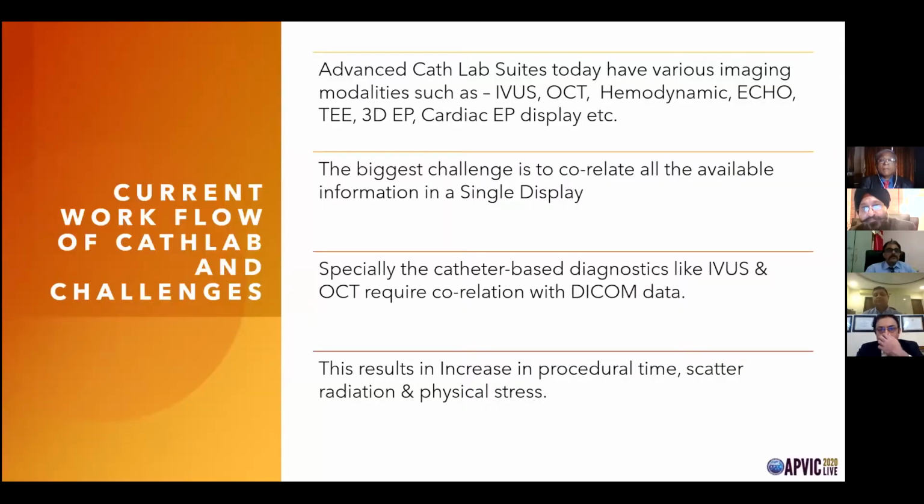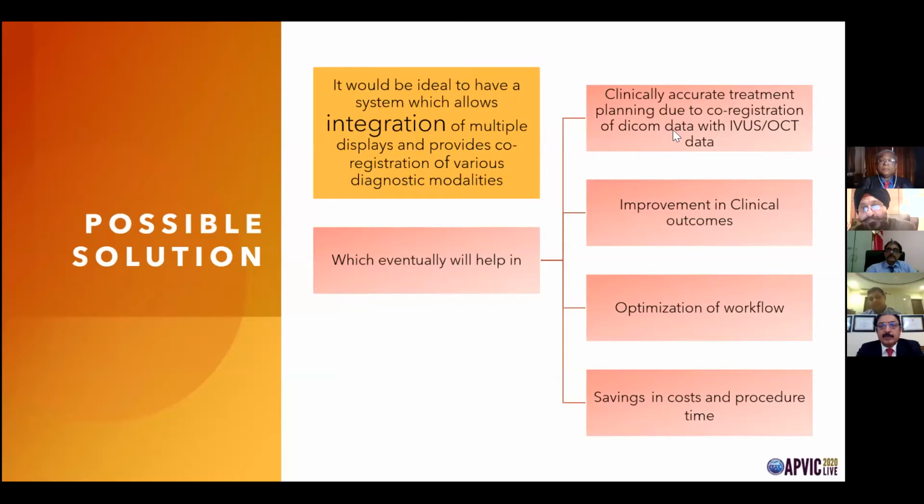So advanced cath lab suites today have various imaging modalities. Like I told you, it is an IVUS, OCT, hemodynamic monitoring, 3D EP, cardiac EP displays, TEE, and many of those. The biggest challenge is to correlate all the available information in a single display, and especially the catheter-based diagnostics like intravascular ultrasound and OCT require correlation with DICOM data. And this results in an increased procedural time, scatter radiation, and physical stress to the operator, as well as more radiation to the patient as well as the operator.